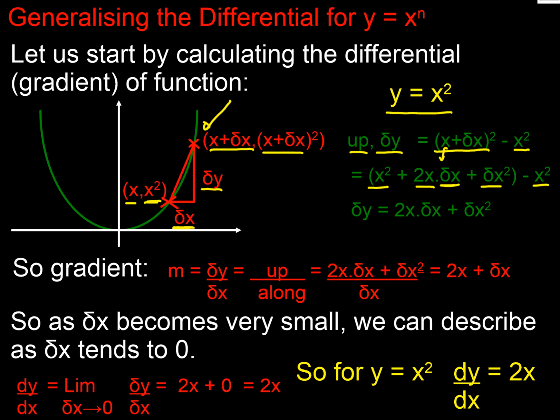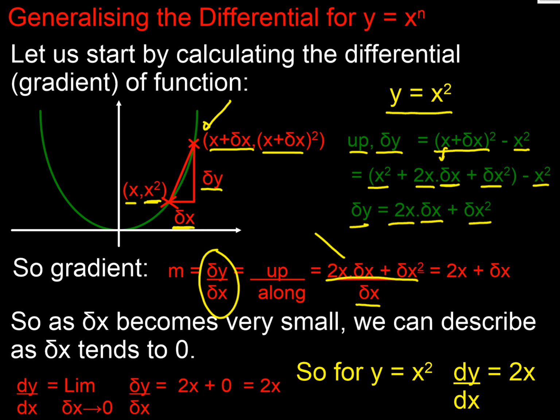So our delta y, our little up, is 2x times delta x plus delta x squared. Can you see how this looks like we were using h before, where we had our delta x? So our gradient is delta y over delta x, our up over along. We've got our expression for the up, and we've got x divided by the expression for the along, which is delta x.